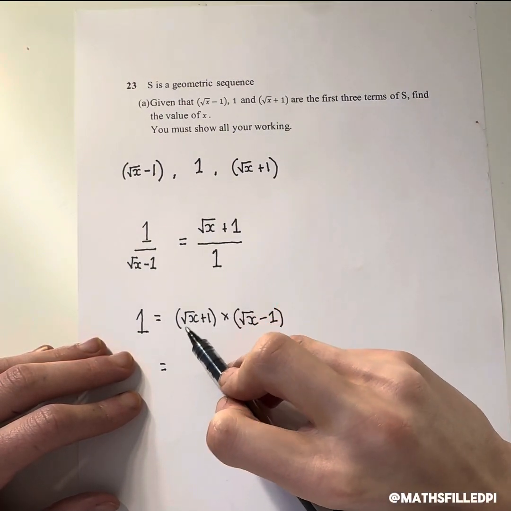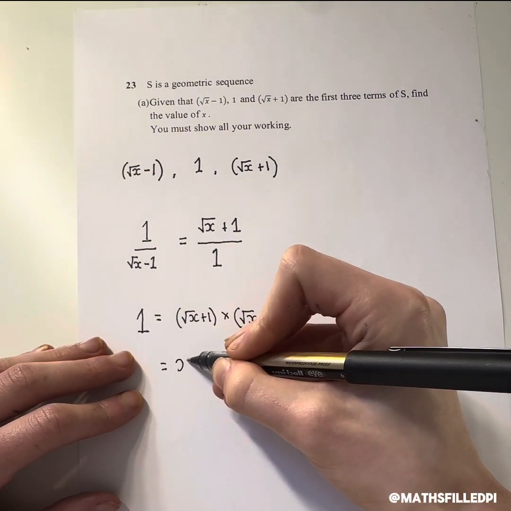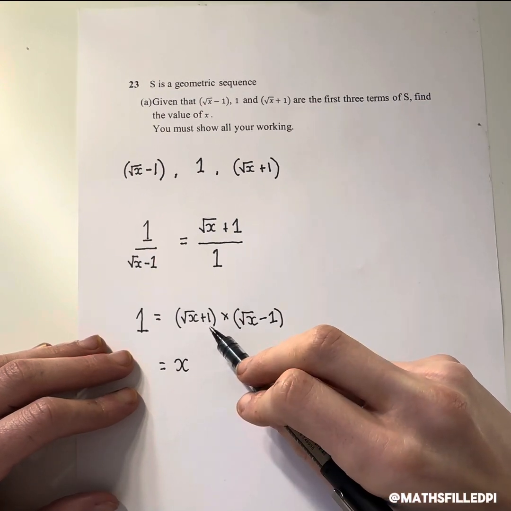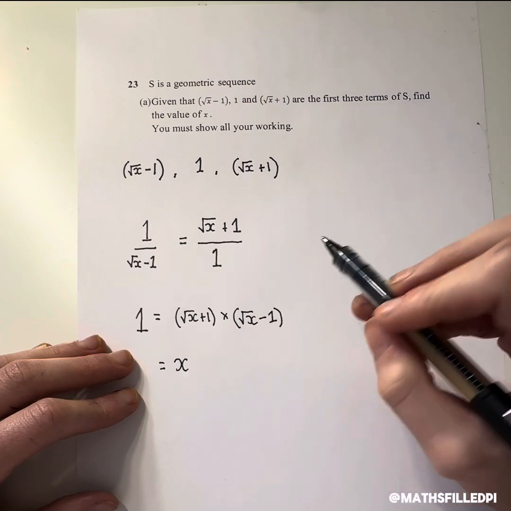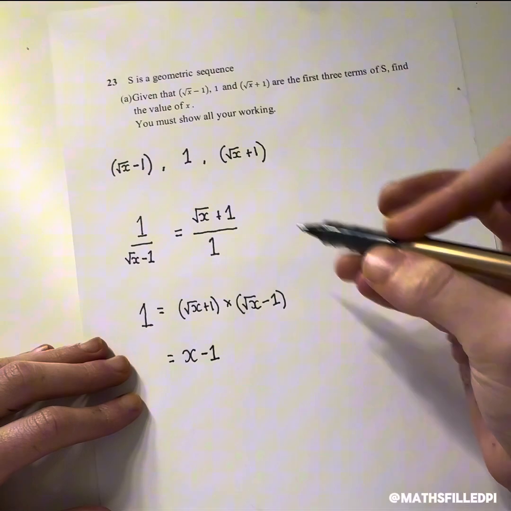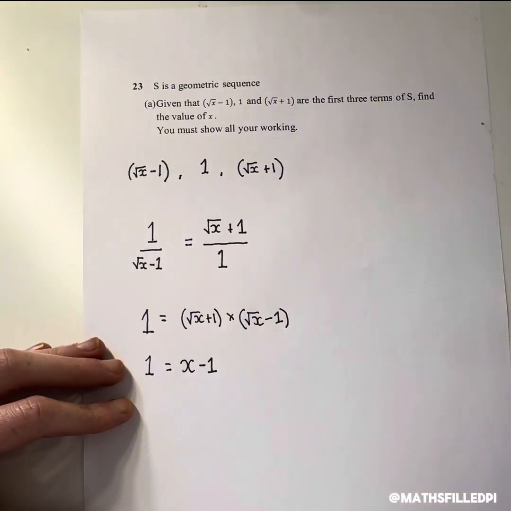So we're going to do root x multiplied by root x, which just gives us x. Now we're going to do positive 1 multiplied by negative 1. And that is negative 1. This still equals 1. So we're going to put that on this side of the equal sign.